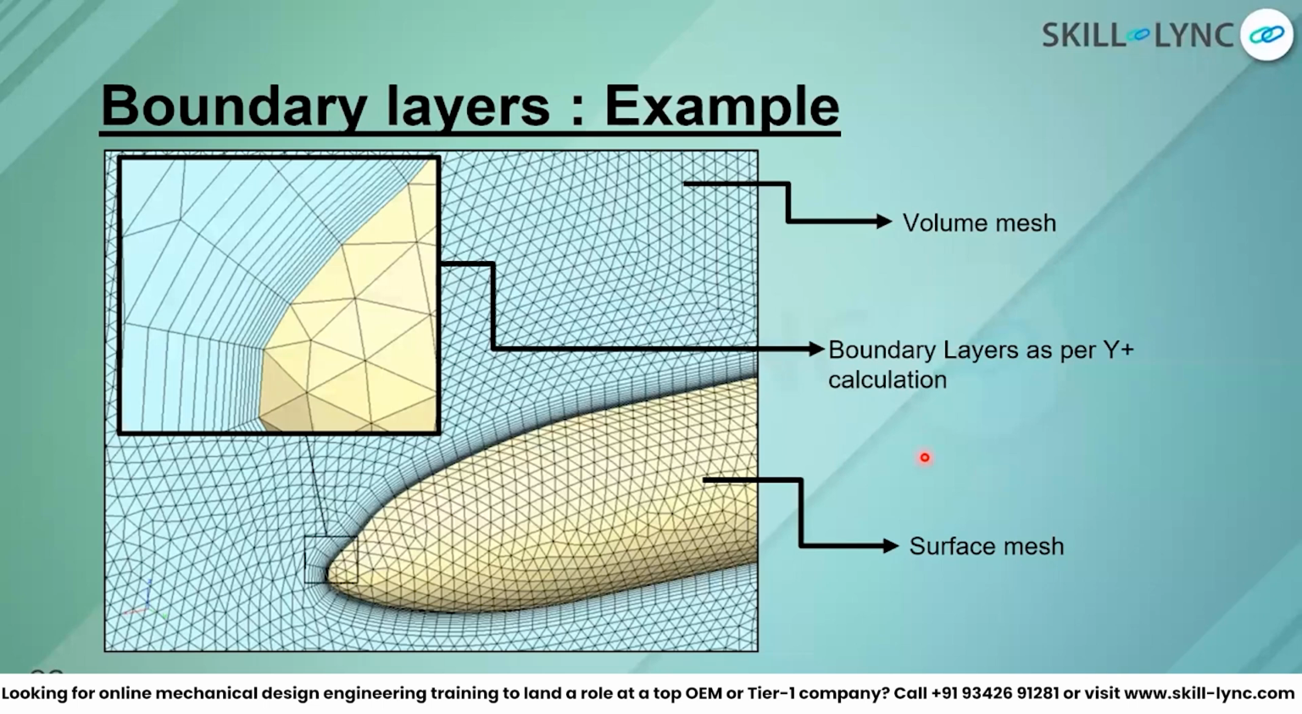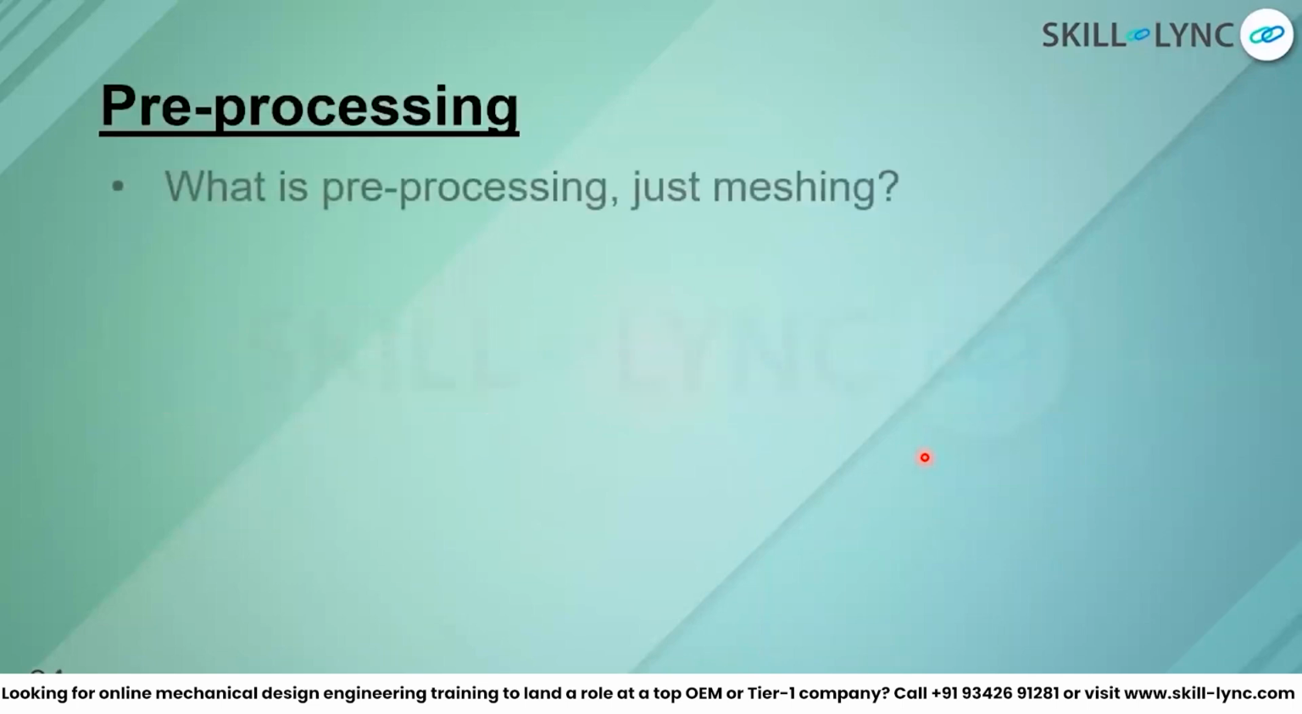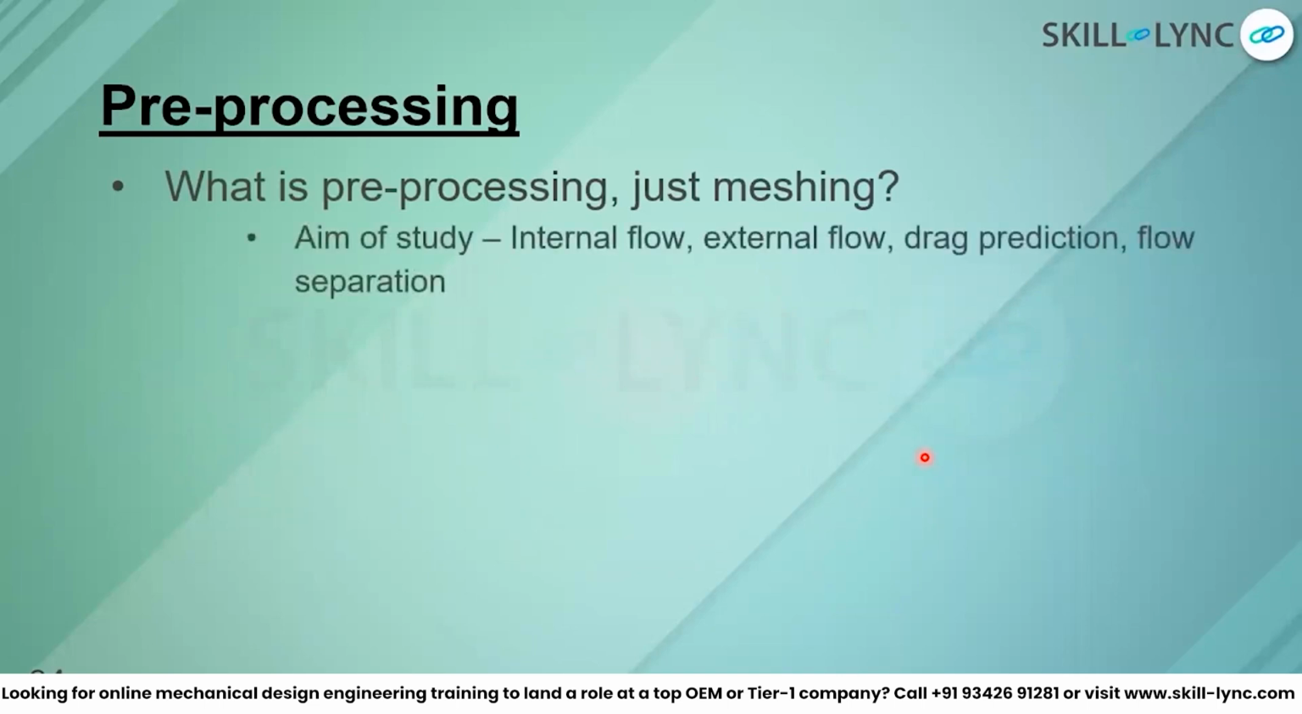Now, pre-processing is something which I was talking about, and I said it's not straightforward. It's not just meshing. That's really true. The pre-processing part is related to the geometry preparation, and geometry preparation doesn't mean just to work on the CAD tool. The first thing is you try to understand what is the aim of the study. It's a pipe flow, that means internal flow. It's an external flow, a drag prediction, flow separation. What exactly are you looking for? That's a part of pre-processing. That's an understanding of pre-processing.